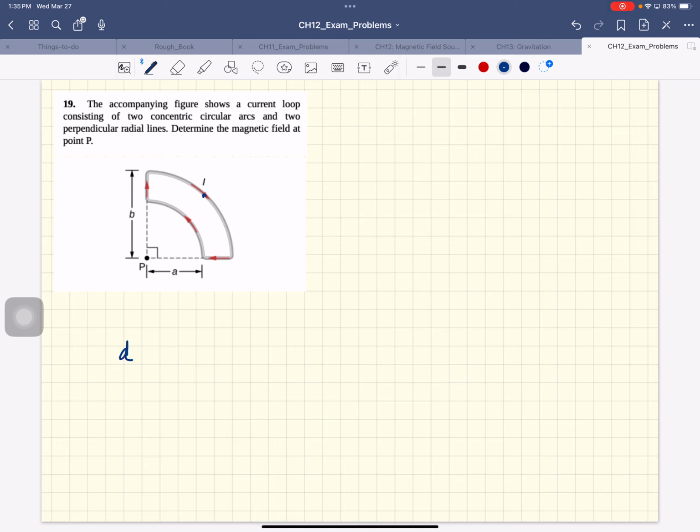dB, the field due to a small element, is mu naught over 4 pi, I ds cross r hat, over r squared.